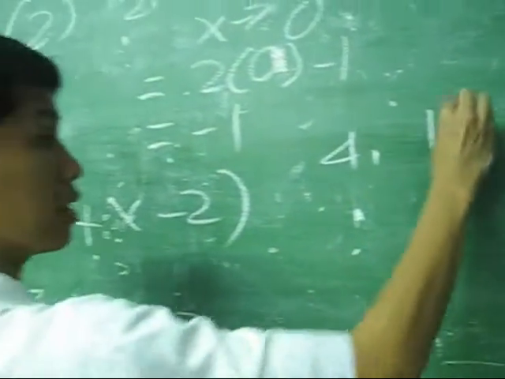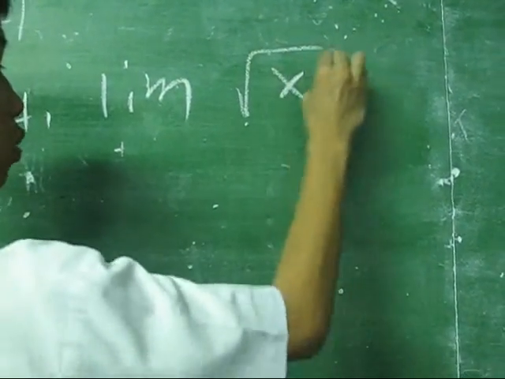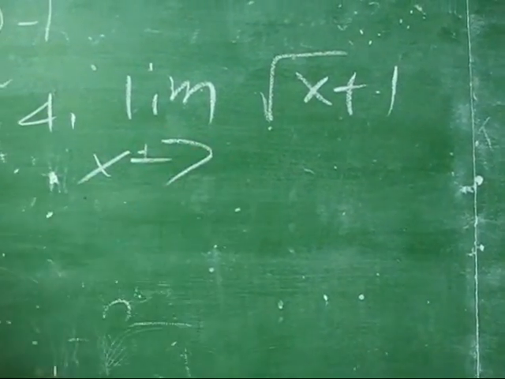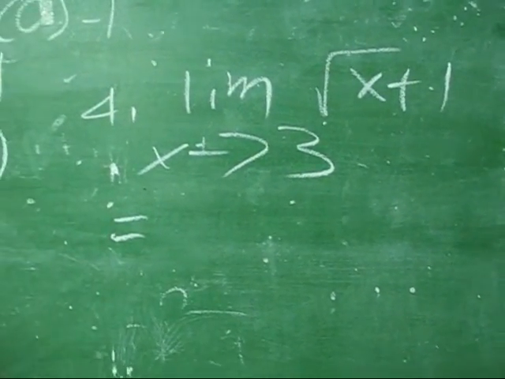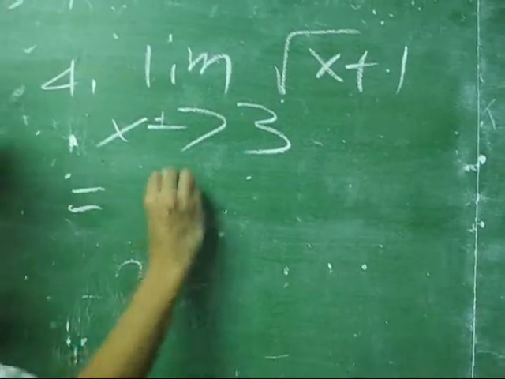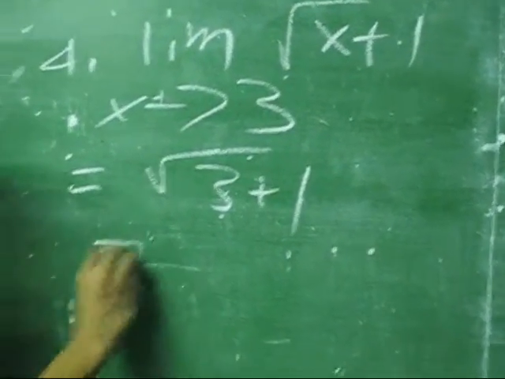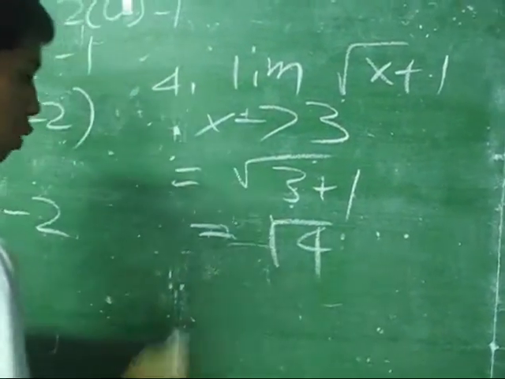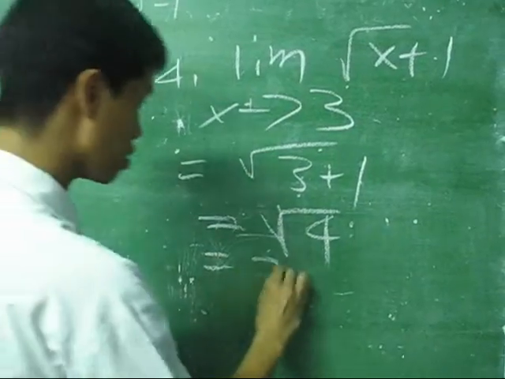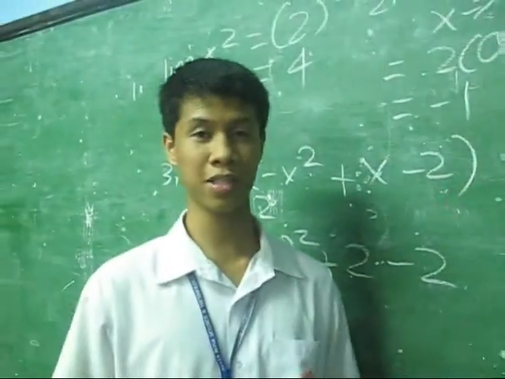For the last property, let us give limit of square root of x plus 1 as x approaches 3. It will be equal to square root of 3 plus 1. It will be equal to square root of 4. What's the square root of 4? It is 2. That is our answer. That is all for the properties of limits.